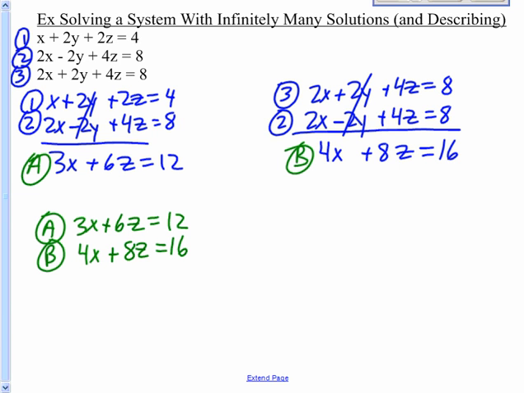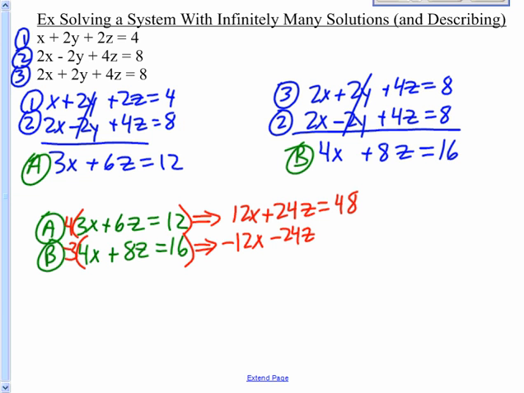Okay, let's get rid of the x's here. So let's multiply this by 4, so that's a positive 12x. I want this one to be a negative 12x. Multiply that by negative 3, and let's see what we got here. 12x plus 24z equals 48. Down below, negative 3 gives me negative 12x minus 24z equals negative 48.